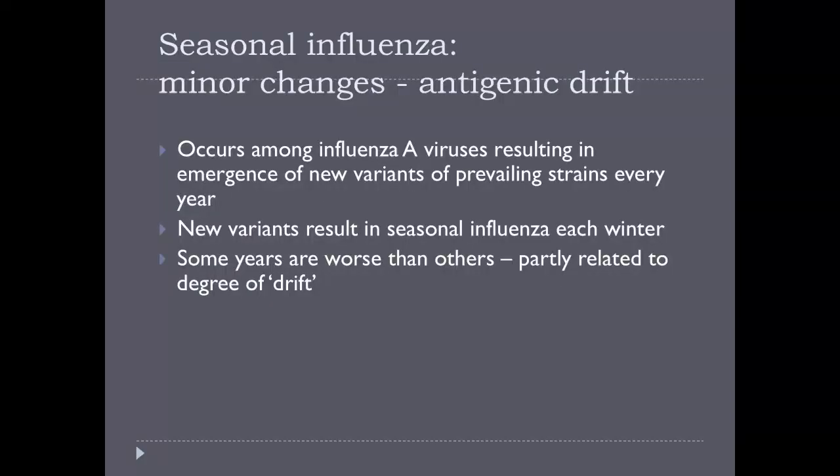Seasonal influenza, they talk about antigenic drift. This is an immunological term. Basically what happens is you get small mutations in the virus itself, which can actually change the antigenicity of it.